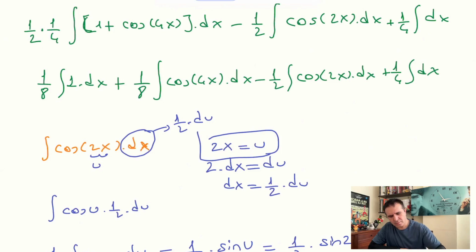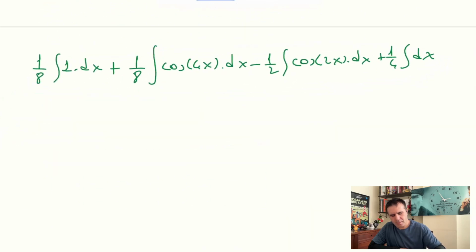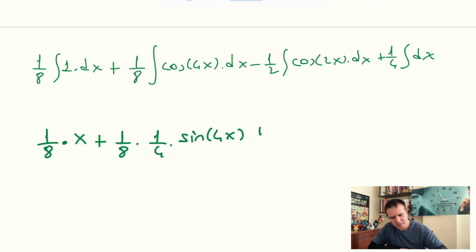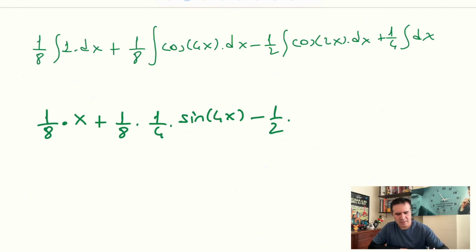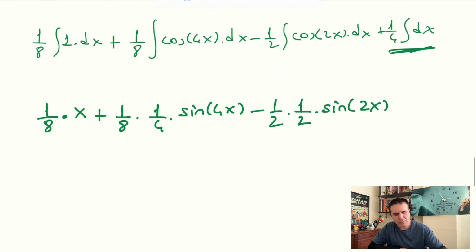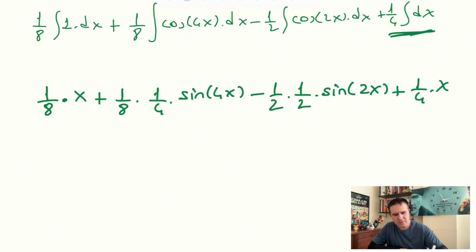So let's write the answer here. Integral of 1 over 8 times 1 dx is 1 over 8 times x, and 1 over 8 times integral of cosine 4x is 1 over 4 times 1 over 4 times sine of 4x, minus 1 over 2 times integral of cosine 2x, which is 1 over 2 times sine of 2x, and integral of 1 over 4 dx is 1 over 4 times x.